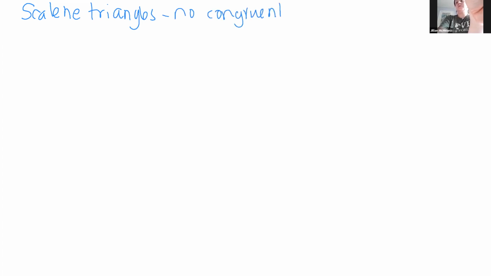Next up, we have scalene triangles. And there are no congruent sides or angles. So no two angles are the same, no two sides are the same. So just like with the isosceles, you can have a scalene acute.